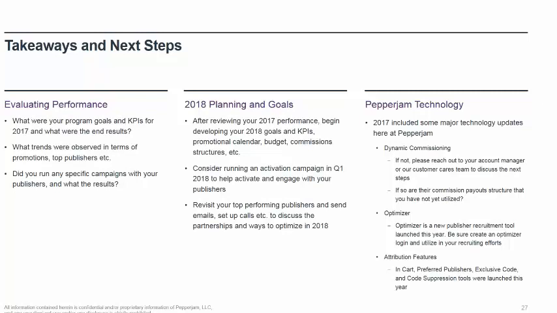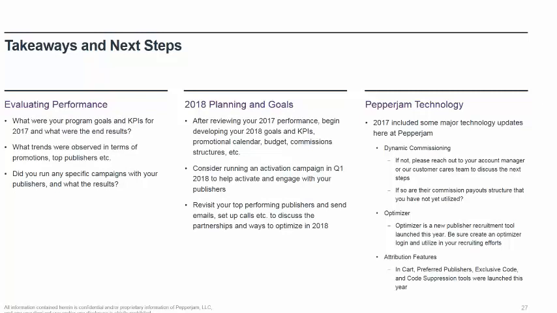So we'll also take a look at 2018 planning and goals. After reviewing your performance, you're going to want to look at your 2018 goals and get these set up, especially getting your promotional calendar set up, taking a look at what your next year's budget's going to be, and the different commission structures that you may be lining up your publishers with as well. You also might want to consider running an activation campaign in Q1 to help get off to a strong start with your publishers. So definitely revisit your top performing publishers and send them emails, or maybe even set up some calls to discuss what your plans are for 2018 and some best ways to optimize going into the new year.